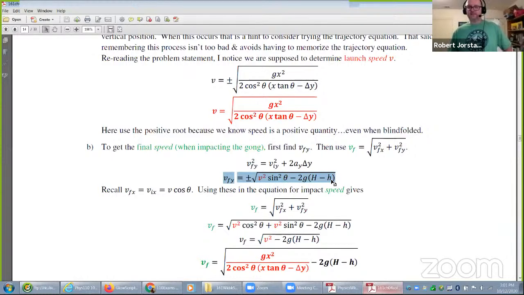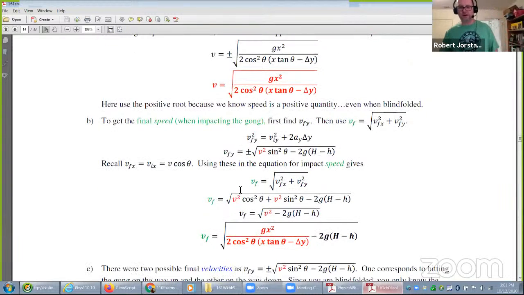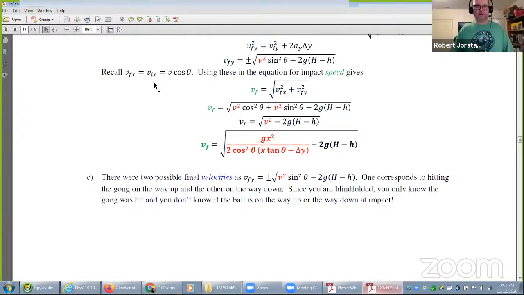In terms of the solutions, this gives two possible solutions for v final y. So the velocity is up or down based on this plus or minus. And if you're blindfolded, you don't know. You can know that it hit that spot because of the gong, but that was it. So that was the whole point of this silly blindfold gong thing. All right, so there we go.